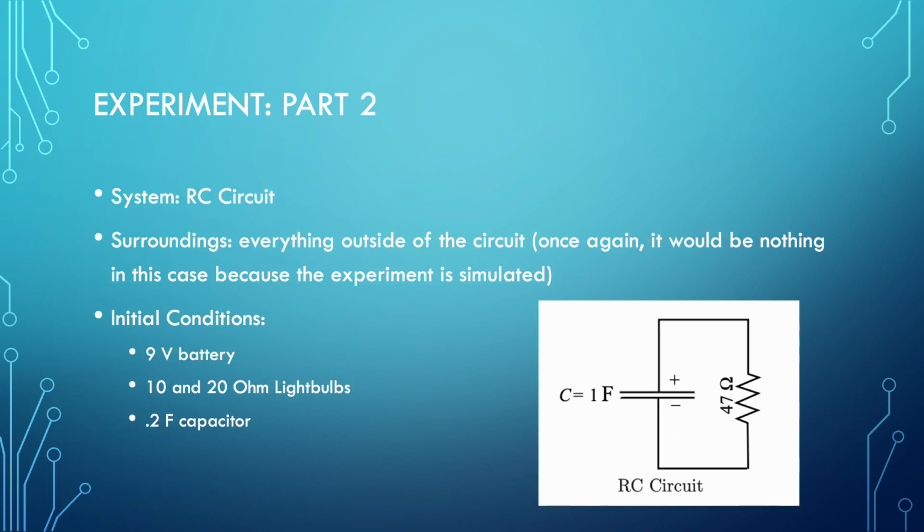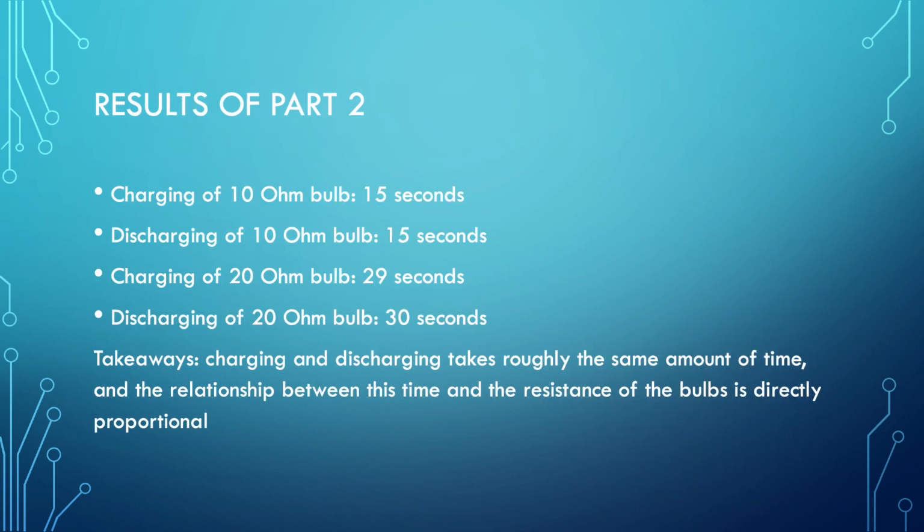For part 2 of the experiment, the system is the RC circuit, and once again the surroundings is everything outside of the circuit, and the initial conditions are a 9 volt battery, 10 and 20 ohm light bulbs, and a 0.2F capacitor. I found that the charging and discharging for each bulb took roughly the same amount of time, and the relationship between this time and the resistance of the bulbs is directly proportional.